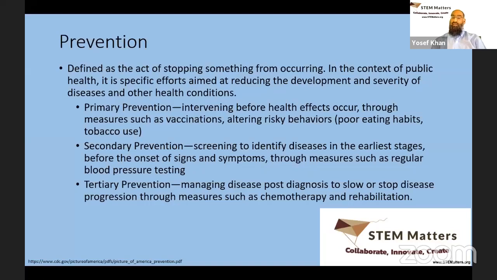And then we have tertiary prevention. This is managing a disease post-diagnosis. So once an individual has been diagnosed with a disease, tertiary prevention comes in, and this is essentially to stop or to slow the progression of the disease. It's done through measures such as chemotherapy and rehabilitation, and then taking the appropriate medications for a disease.